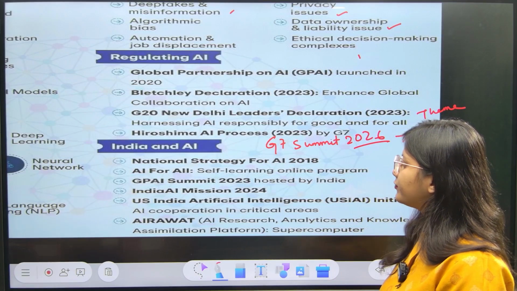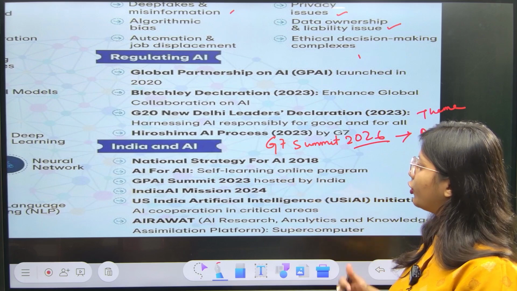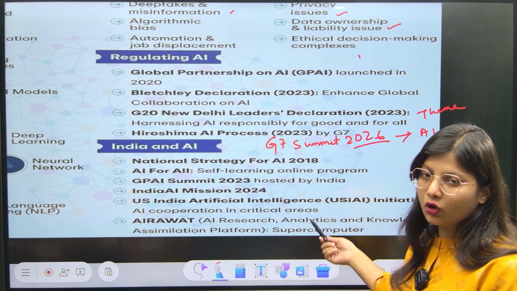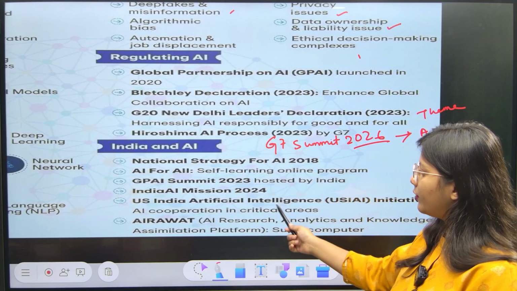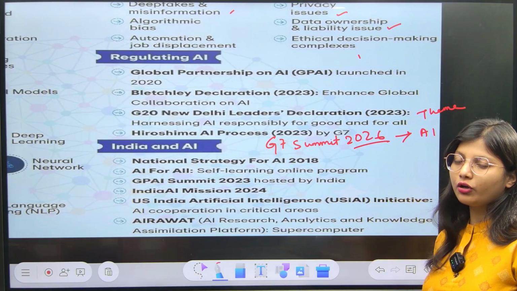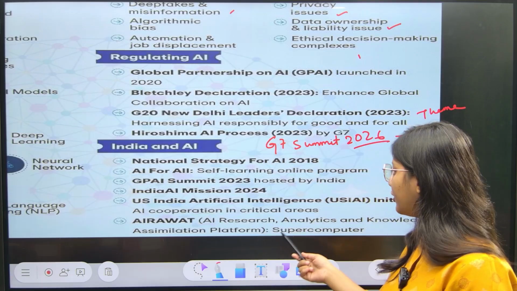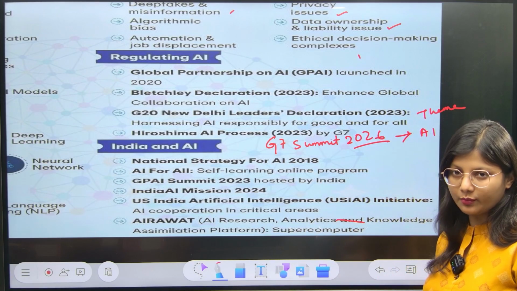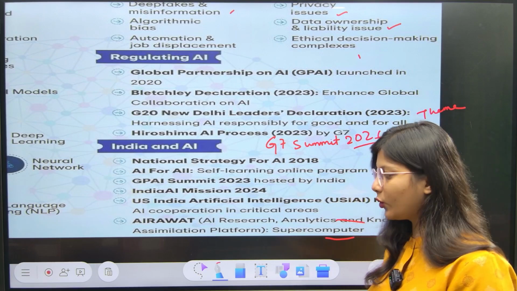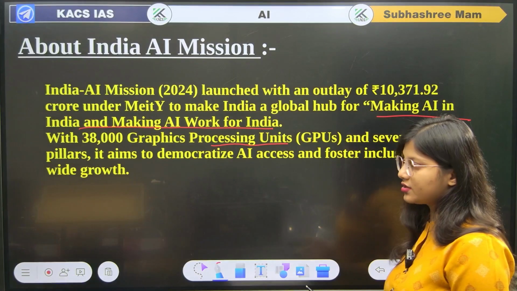Now, India and AI. There is the National Strategy for AI 2018 and the AI for All initiative, a self-learning online program, and the India AI Mission 2024, and the US India AI initiative for AI cooperation between countries. Then Airavat, a research and development analytics and knowledge assimilation platform, gives an edge to the development of supercomputers. We now have supercomputers like Param Siddhi.